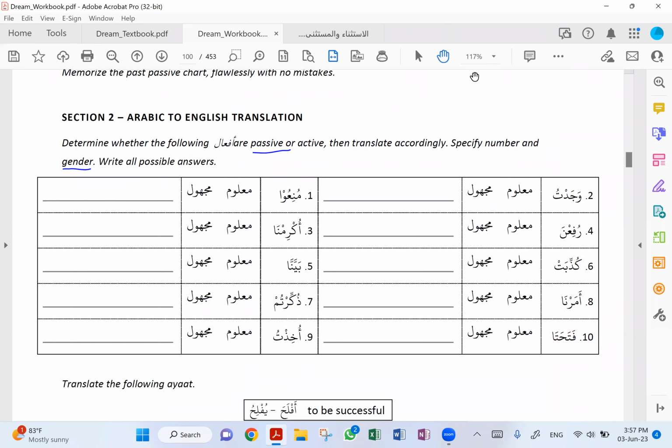Muni'u. What do you guys think? Muni'u. It is passive. Passive, because you hear the u, e sound. Yeah. And what is the gender and what is the number? It's masculine and plural. Yes.